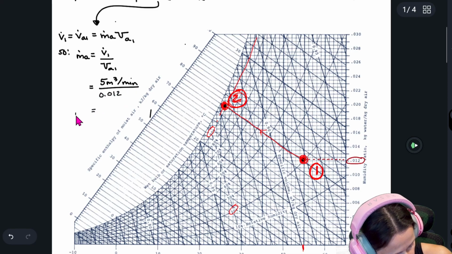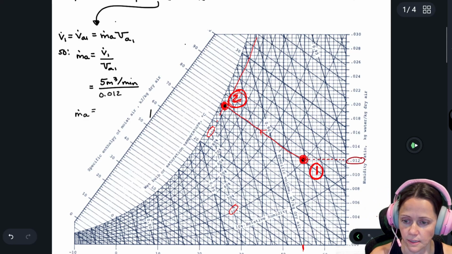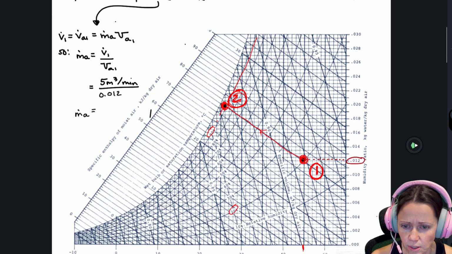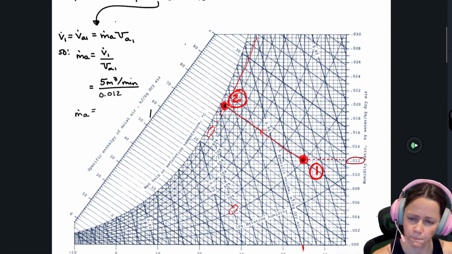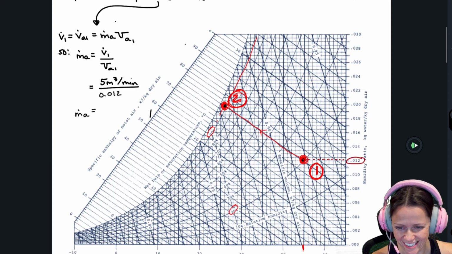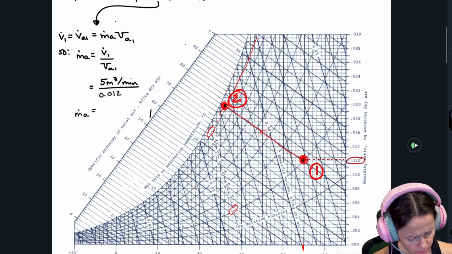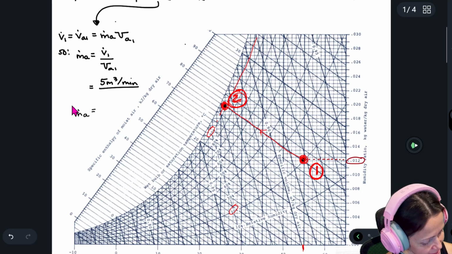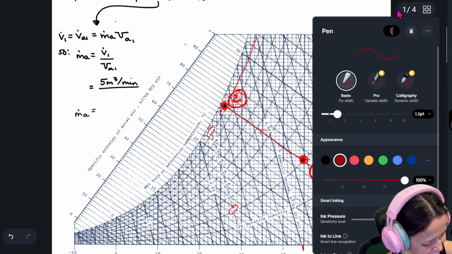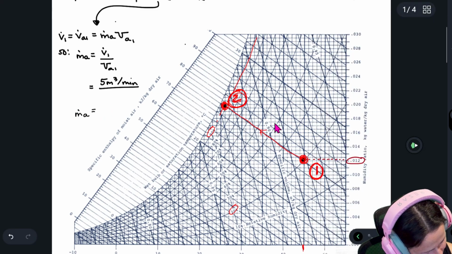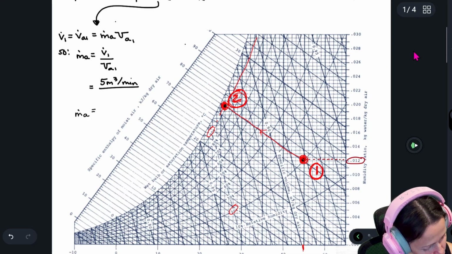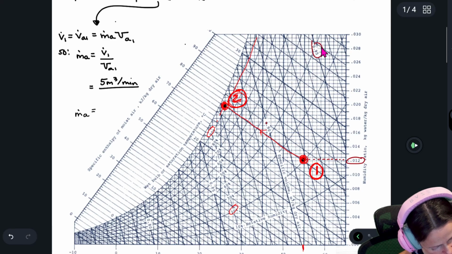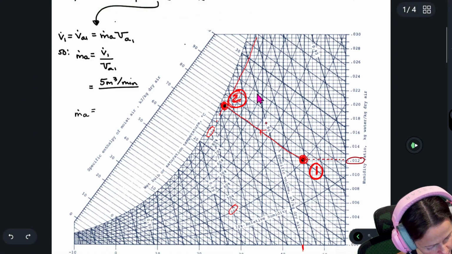So 0.012. So that M dot A is going to be, oh boy, let's see. So the M dot A is going to be 5. Oh, my goodness. Ridiculous. That's the specific humidity, not my specific volume. My goodness. So our specific volumes are the ones like that. That's 0.9. This is 0.95.